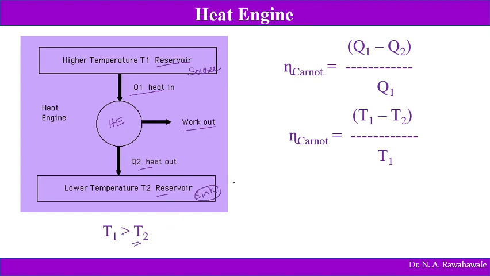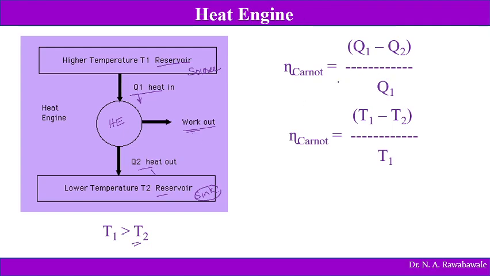So here the temperature of the source is higher than the temperature of the sink. Carnot efficiency is given by the work produced. What is the output? The amount of heat given to this machine is Q1, and the amount of heat rejected is Q2. So Q1 minus Q2 is nothing but the work produced. Out of that Q1 energy, Q2 is rejected, which means the amount of work done is Q1 minus Q2, divided by the input, which is Q1.